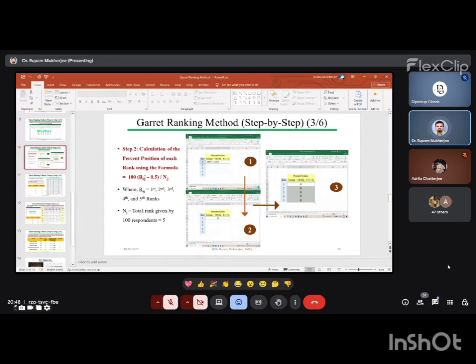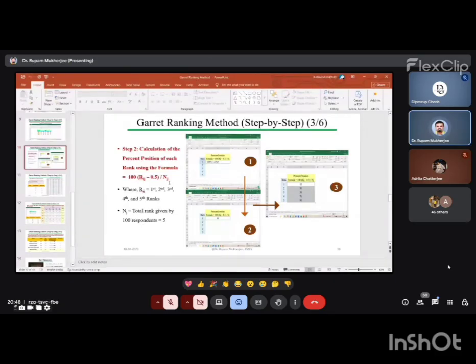What is Rij? J is basically the number of respondents. Here I am giving 100 respondents, so that doesn't matter. So Ri is the rank i, meaning first rank, second rank, third rank, fourth rank, fifth rank. If I'm talking about first rank, then Rij should be 1. If I'm talking about second rank, then Rij will be 2. In this way, we have to calculate. Now 0.5 is a constant. And what is Nj? Nj is the total ranks given by the 100 respondents. Total ranks are how many? 5 ranks are there: first, second, third, fourth, fifth. So Nj is 5 for all the experiments. So Nj is always 5. If there are 7 ranks, then Nj will be 7. If there are 3 ranks, Nj will be 3.